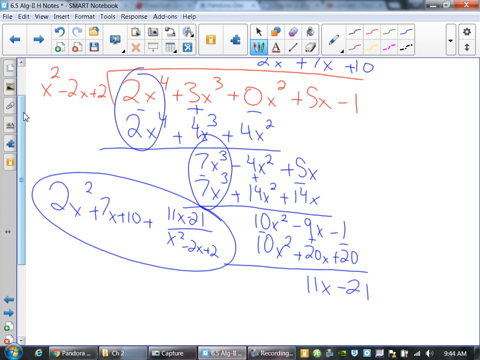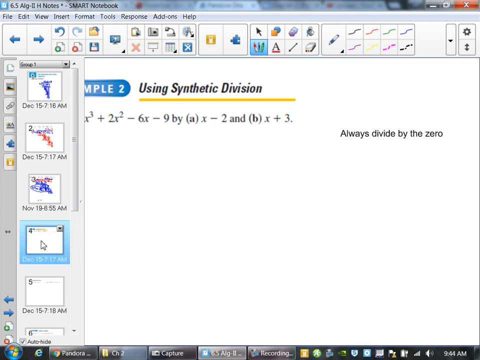Okay. Like I said, it just looks weird. It just takes a little getting used to. It takes a lot of time.